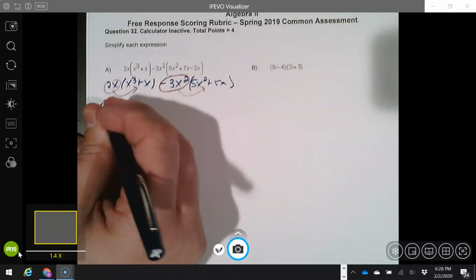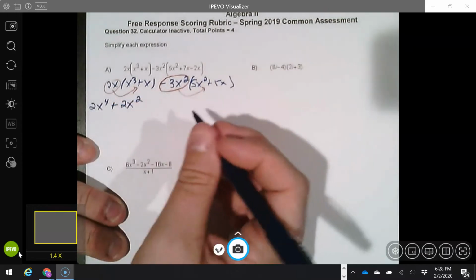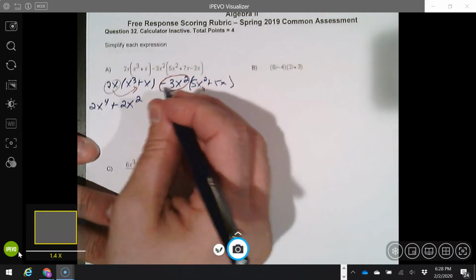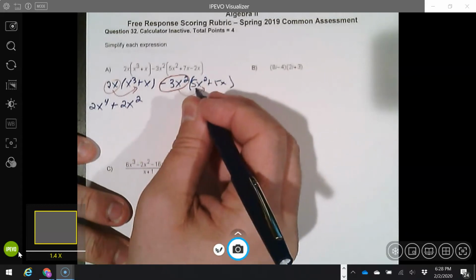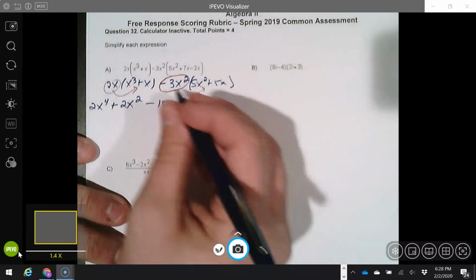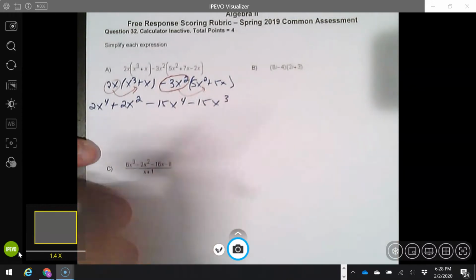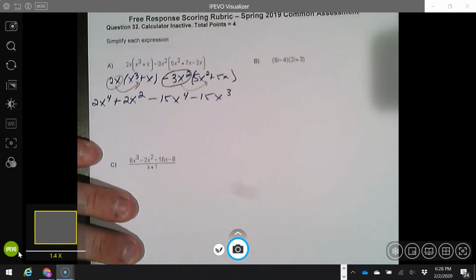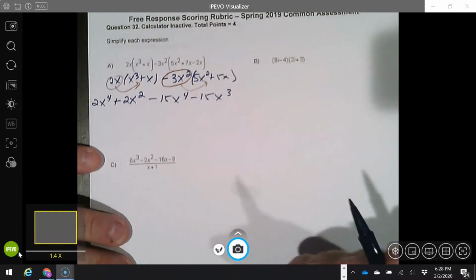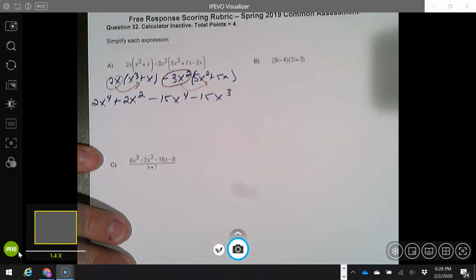2x times x cubed is 2x to the fourth. 2x times x is 2x squared. Negative 3x squared times a positive 5x squared is negative 15x to the fourth. Negative 3x squared times 5x is negative 15x cubed. That's pretty good. We can do better. We want to combine like terms, and I want to write my answer in standard form.